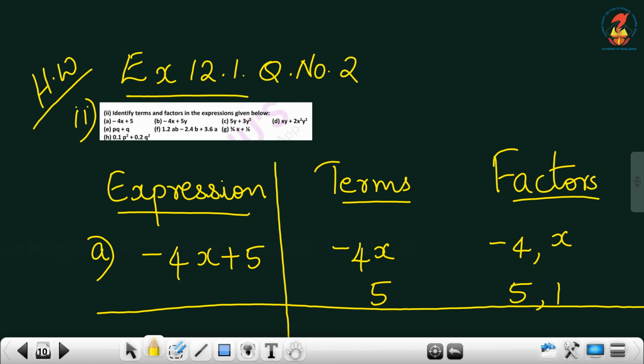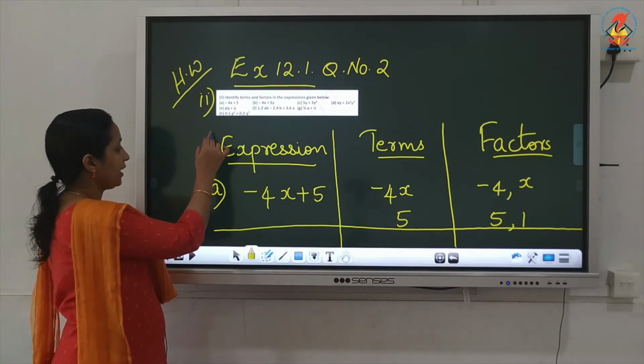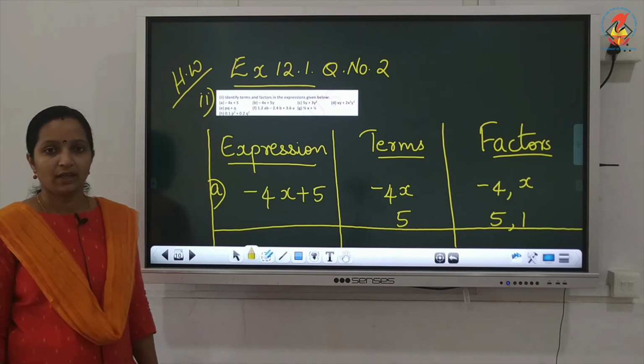Okay, children, do the second question, second part, as homework. Draw one table and write down the factors and terms. I hope these topics are clear.